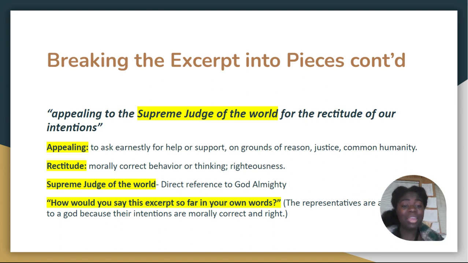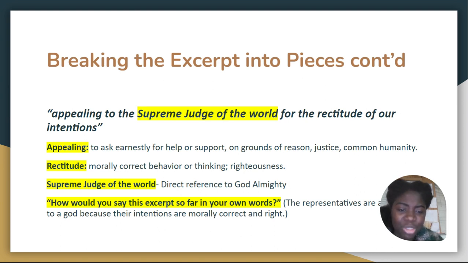So they're making an appeal, they're asking for help from the supreme judge of the world. Who is the supreme judge of the world according to the context of this passage? That would be the Most High God. They are talking about God Almighty. And so they are appealing to God Almighty for help, for the rectitude of our intentions.